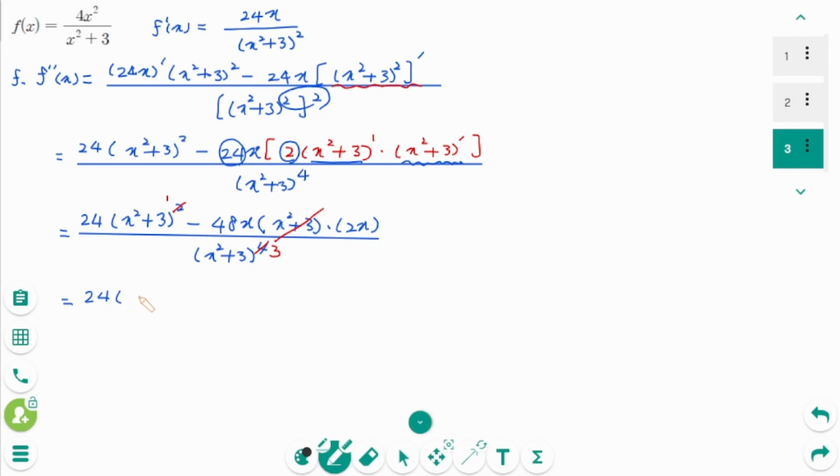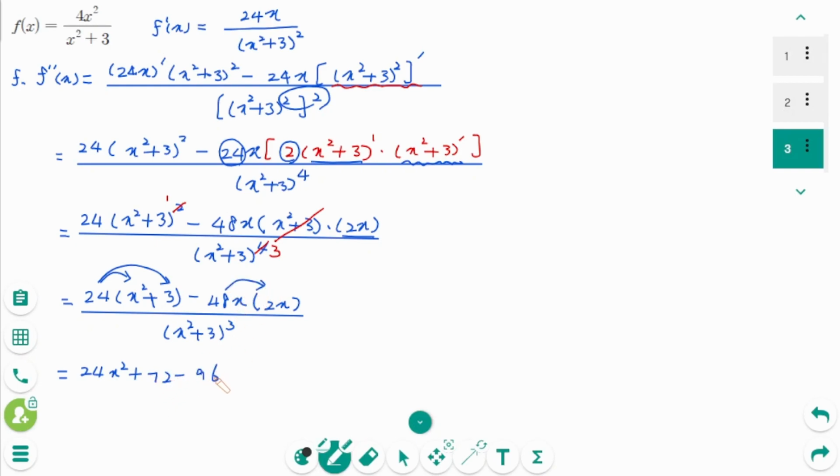Then 24 times (x squared plus 3) minus 48x times 2x, over (x squared plus 3) cubed. Then simplify, expand: 24x squared plus 24 times 3 is 72, minus this one, 96x squared, over (x squared plus 3) cubed.